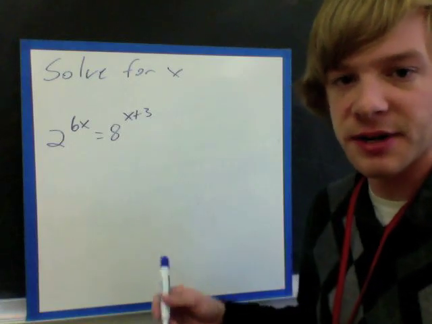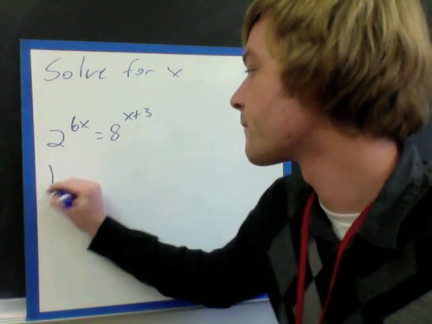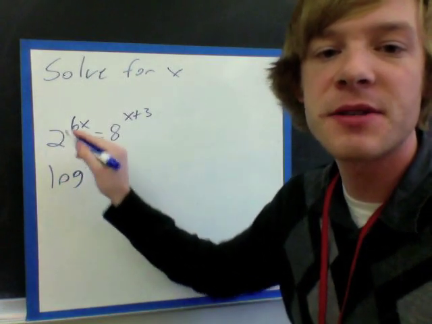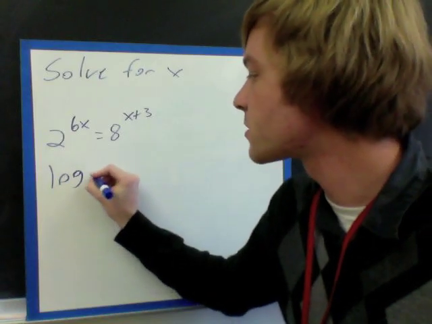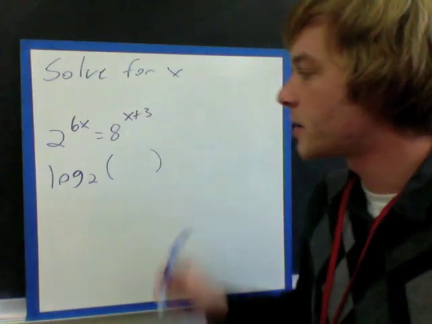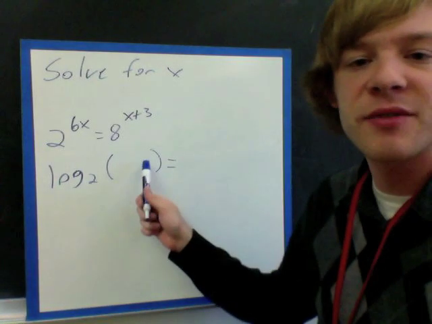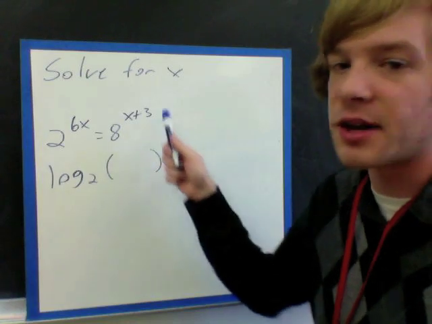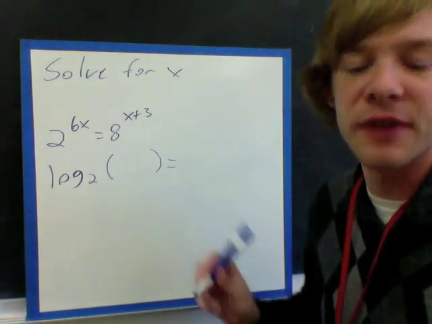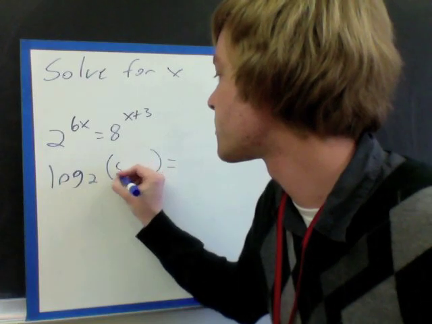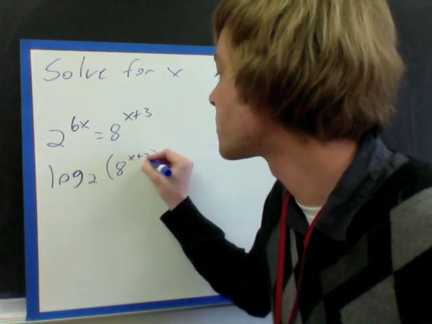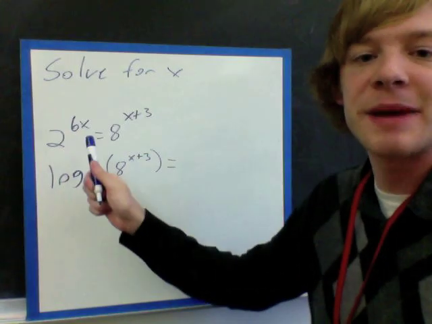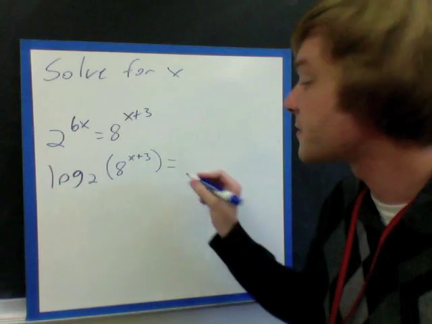So if we put this in right here, remember, our base is the base of the exponent, so in this case 2. And what I have in parentheses is everything that's on the other side of the equal sign. So not just the 8, not just the x plus 3, but 8 to the power of x plus 3. Like that right there. Now on the other side over here, that's going to be my exponent. So I'm going to have 6x over on this side.